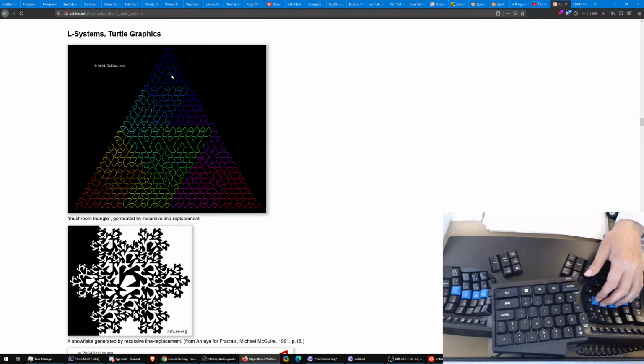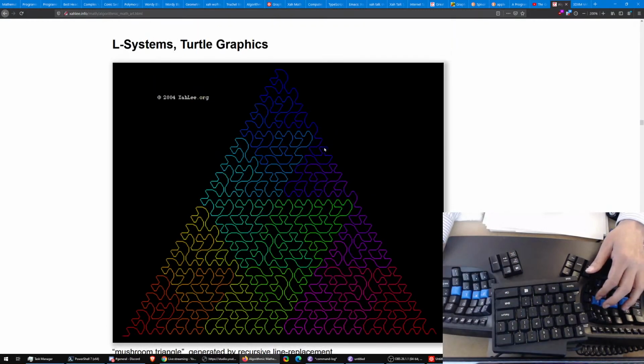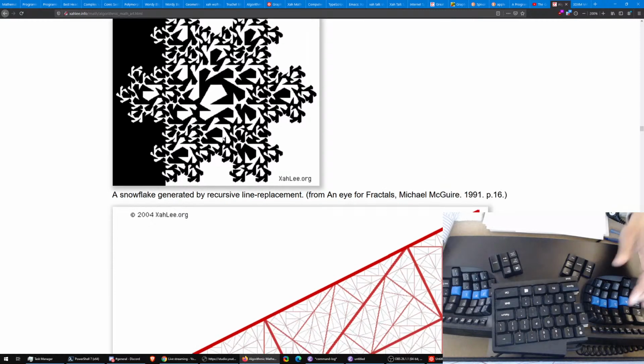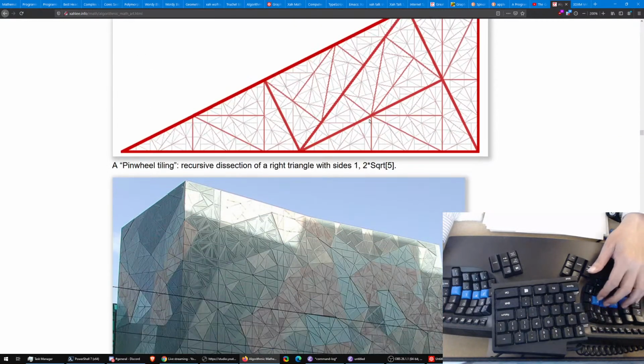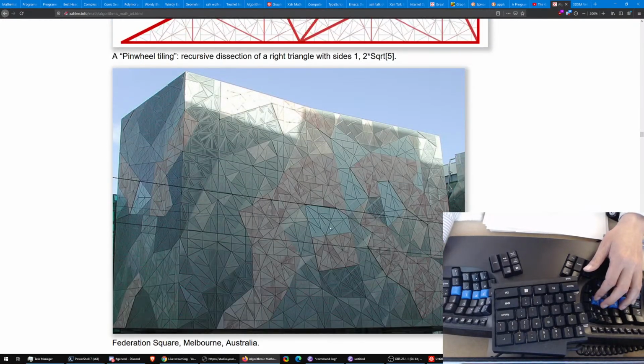is a recursive turtle graphics or L systems. Beautiful. This is done in Mathematica, and this is a famous curve called Snowflake, and another famous tiling, pinwheel tiling, and this is in Australia.